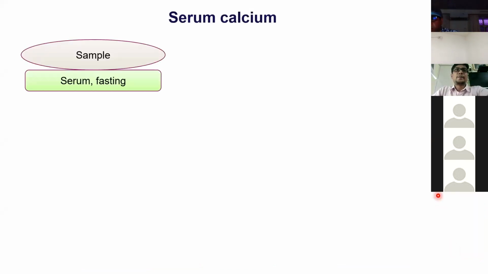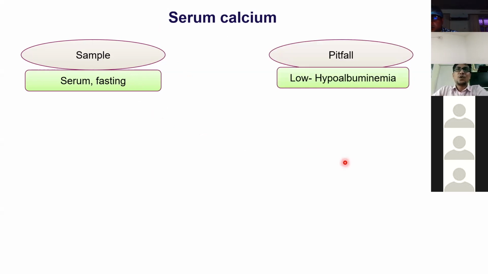So now, how to take and how to send the serum calcium. Always take samples in fasting level, but always ensure the normal albumin level, because total calcium will be low in hypoalbuminemia. In that case, the ionized calcium plays a role for diagnosis.